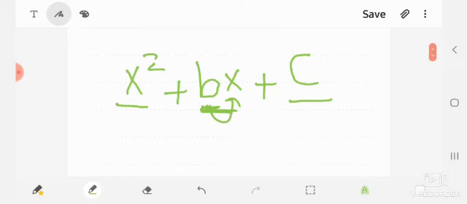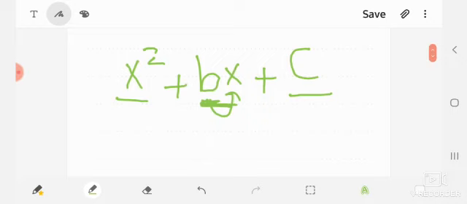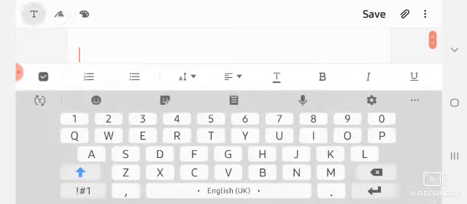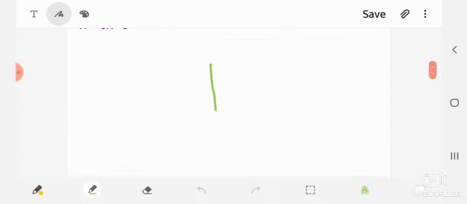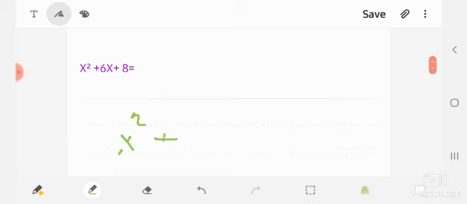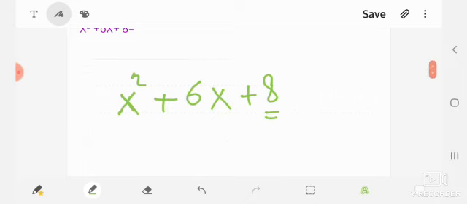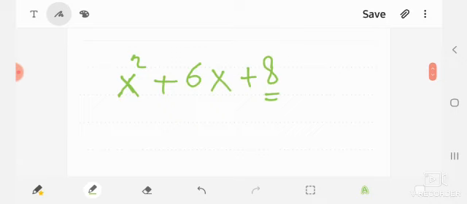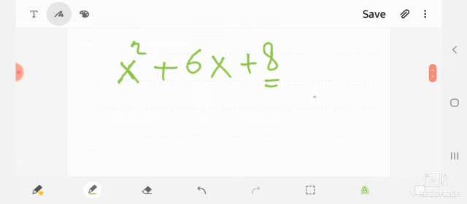Okay, let's have examples to know how to factorize this quadratic trinomial. The first example is x squared plus 6x plus 8. To solve a trinomial, look at the third term. It is 8. What numbers have a product of 8? It is 8 times 1 and 4 times 2. We deduced this from the third term.